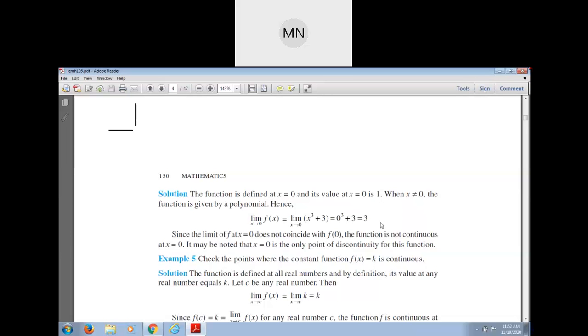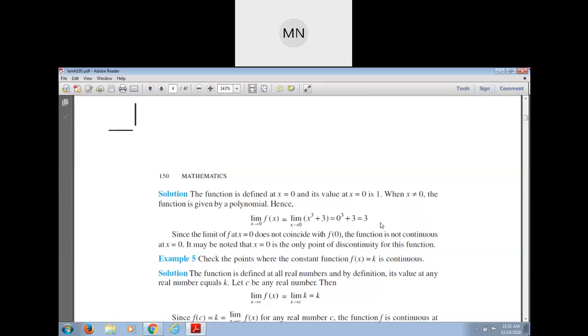Both are not equal means what? The function is not continuous at x equals 0. So x equals 0 is what? The point of discontinuity. If the function is not continuous, we say it is discontinuous. Isn't it?